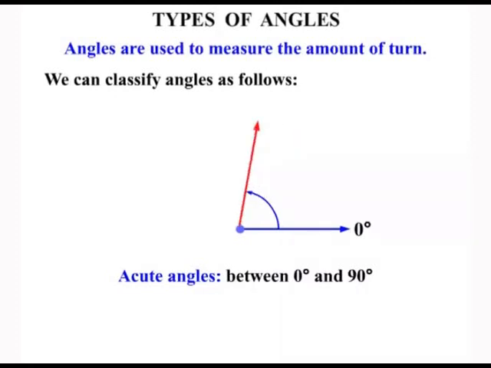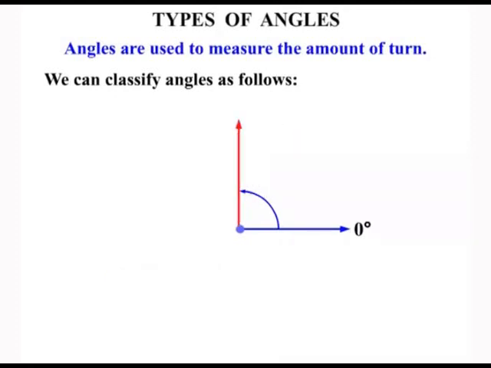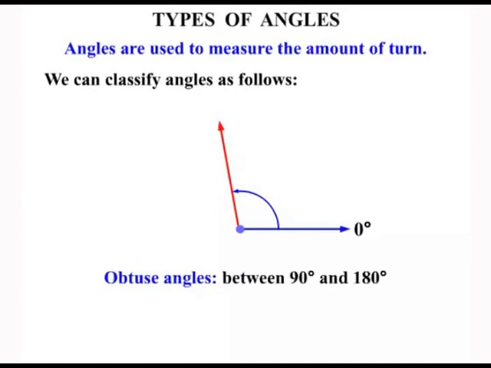We get to a point where it's now straight up. We say the lines are perpendicular to each other. We have created a right angle, and that equals 90 degrees. If we keep turning past the 90 degrees, we are now into the field of obtuse angles, and these are between 90 and 180. So all these angles are obtuse angles.